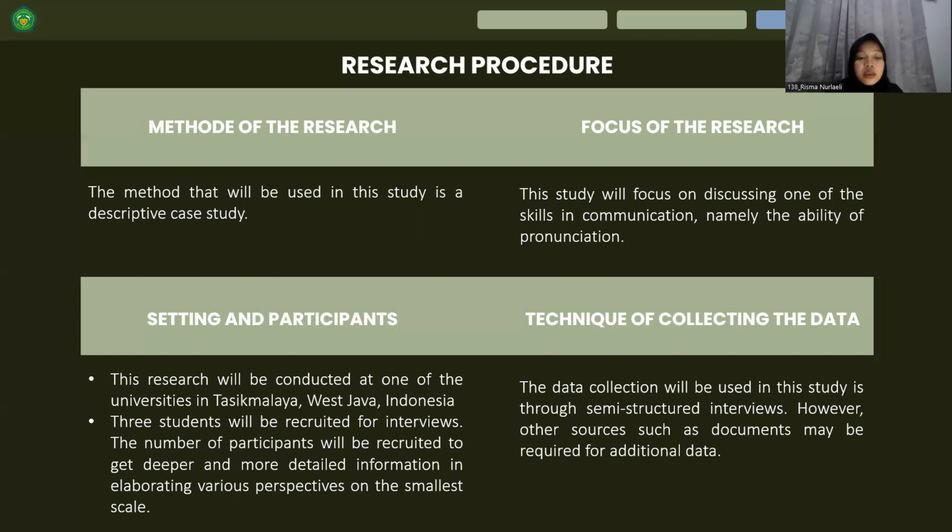Three students will be recruited for interviews, and the participants will be recruited to get deeper and more detailed information in elaborating various perspectives on a small scale. And for the technique of collecting the data, I will use semi-structured interviews in this study. However, other sources such as documents may be required for additional data.